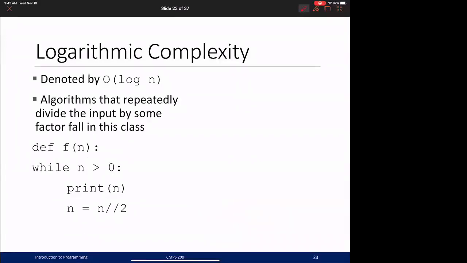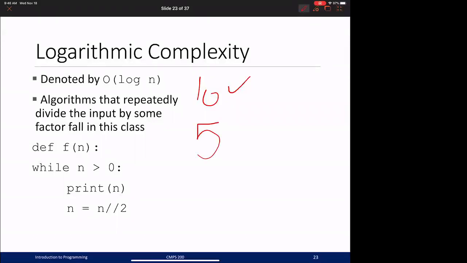We'll end with this one, which is quite complicated. We'll look at the logarithmic complexity. I have a function here doing a loop. It starts with the value of n. Let's say n was equal to 10. It checks, is n greater than zero? Yes, so it prints n. And then it divides n by two, so n becomes five.